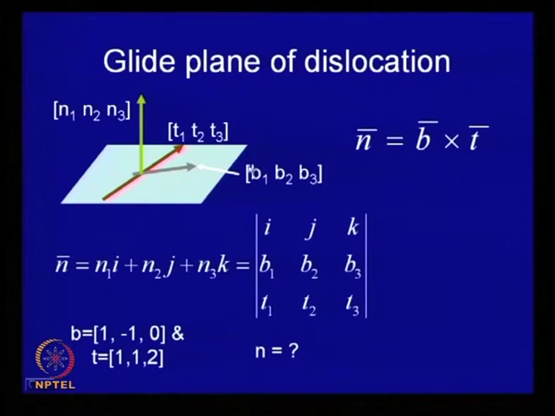In that case, if this is the dislocation direction and this is the Burgers vector, then the cross product of the two will represent the slip plane normal, and this slip plane normal is represented as the vector n1, n2, n3. So n is actually B cross T. Here is a case where you can look at how to find this out.